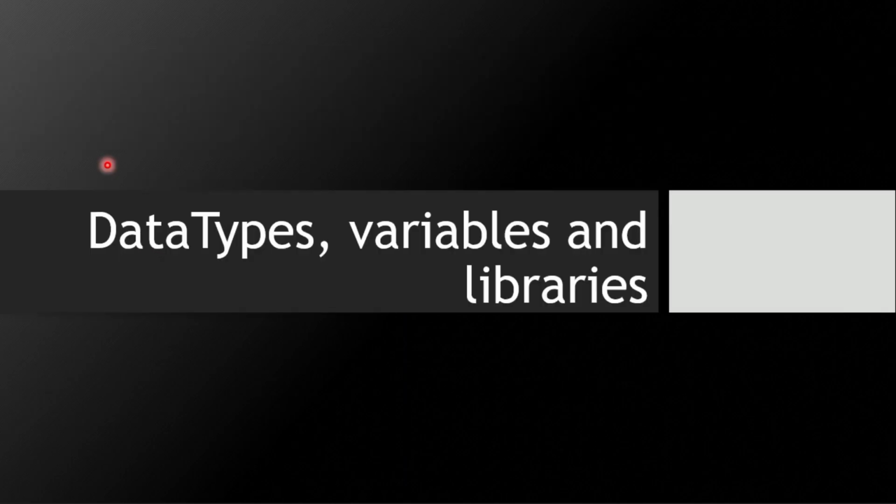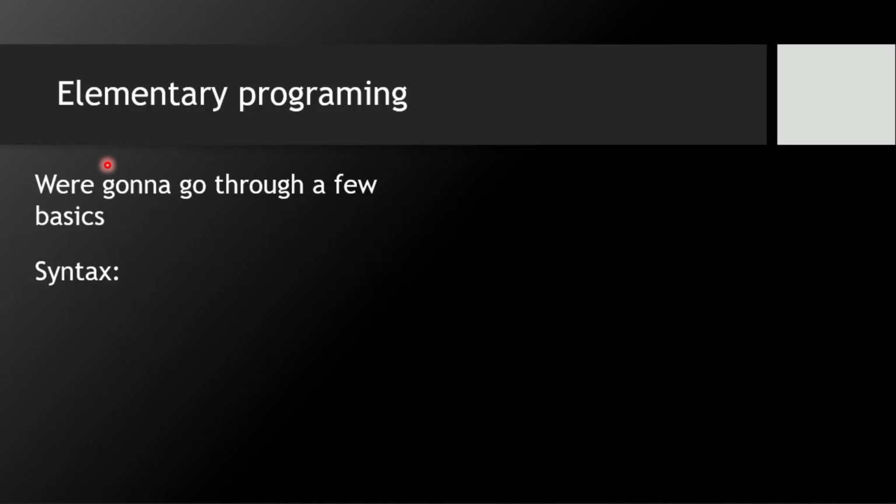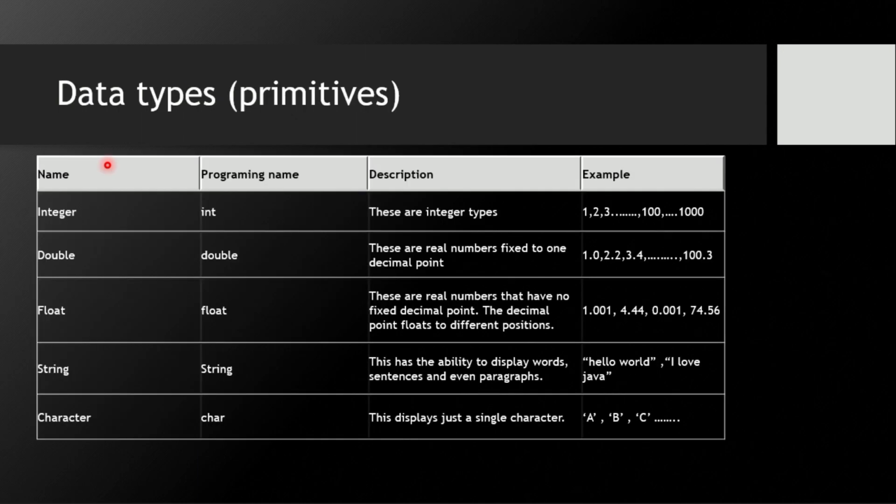Alright, so we're still in elementary programming, and now that we have gotten the errors out of the way, we're going to talk about data types, variables, and libraries found in Java. In elementary programming, we're going to go through a few basics. Some of them are syntax, and we have data types, also known as primitives.